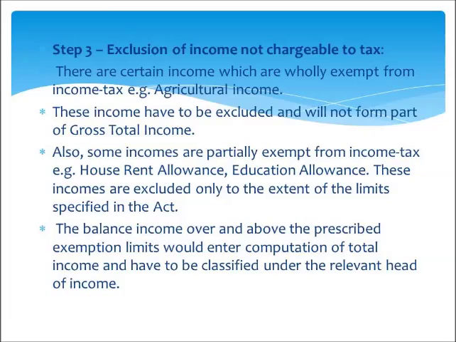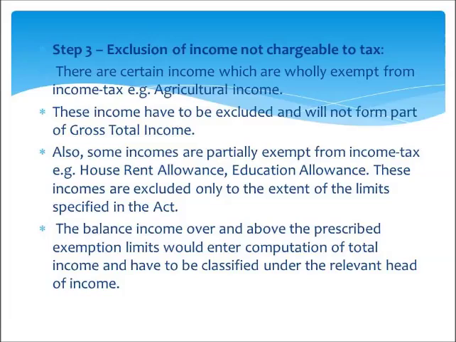So these are partially exempted incomes which have to be excluded up to a certain limit, and after that they have to be included. The balance income over and above the prescribed exemption limits would enter computation of total income and has to be classified under the relevant head of income. That is, HRA and education allowance are partially exempted. So the part which is exempted has to be excluded, and the part which is not has to enter the computation of total income and be classified under the relevant head of income. Like this, HRA and education allowance form part of salaries.